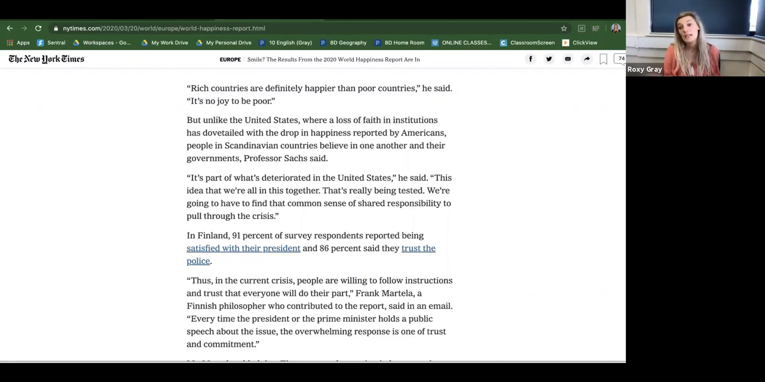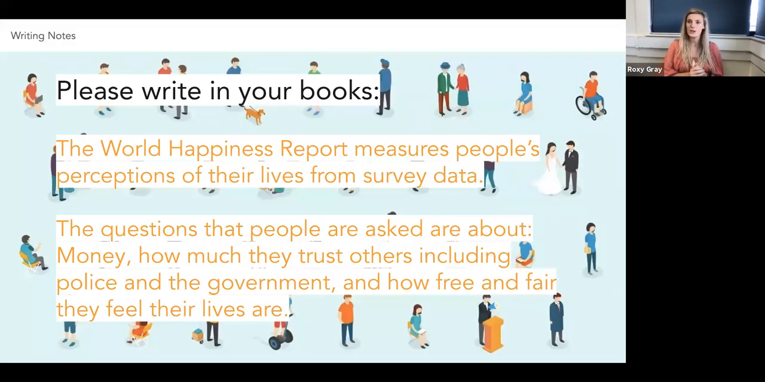So I just thought that was really interesting, the idea that we all kind of need each other, and that my personal happiness is not just about how much stuff I have and how comfortable my life is, but it's also about how much I trust the people who are in authority over me and how much I trust my neighbors and my friends to be doing the right thing in a situation such as this. It's very topical and relevant at the moment. So again, pause your video here and you can just write down these notes to summarize what the World Happiness Report is all about.